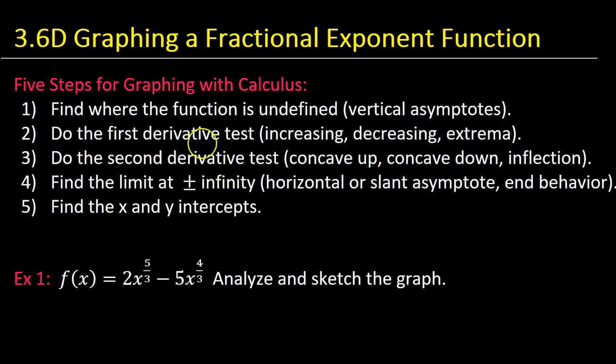Step 2, we will use the first derivative test to find where the function is increasing and decreasing, and we will locate any extrema, relative max, relative min. Step 3, we will use the second derivative test to tell where the function is concave up or concave down, and we'll identify any inflection points. Step 4, we will find the limits at infinity. This will reveal the horizontal asymptote or slant asymptote if there is one, and it will tell us the end behavior. And step 5, it's always helpful to know the x and y intercepts. So let's get started.